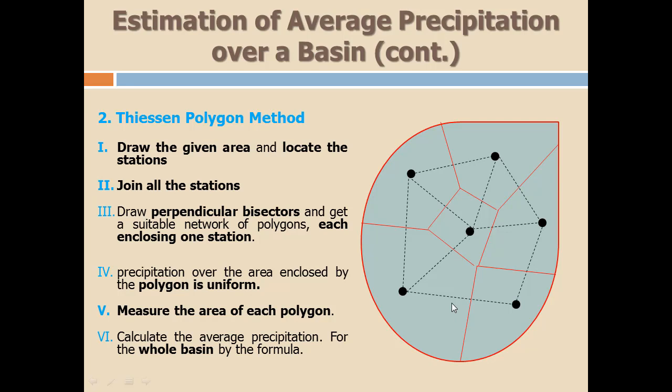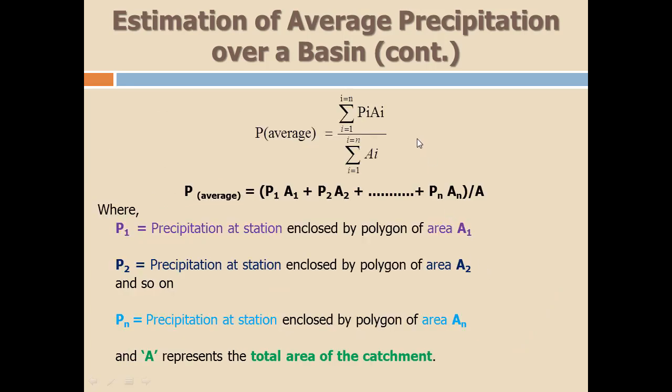Then calculate the average precipitation for this whole catchment by using this formula. This is the formula of Thiessen polygon. P average will be equal to summation of Pi into Ai, where i starts from 1 to n. n is the number of stations. Like in the previous example, how many were the stations? Total number of stations were 6. So it will start from 1 to 6. Divided by summation of Ai, where i starts from 1 to n.